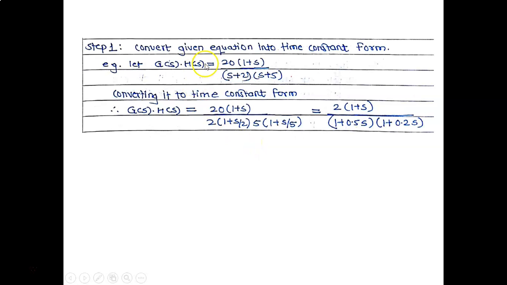First, step 1, convert the given equation into time constant form. For example, consider this equation: G(s)H(s) is equal to 20 into bracket 1 plus s divided by s plus 2 into s plus 5. Therefore, how to convert this equation to time constant form?